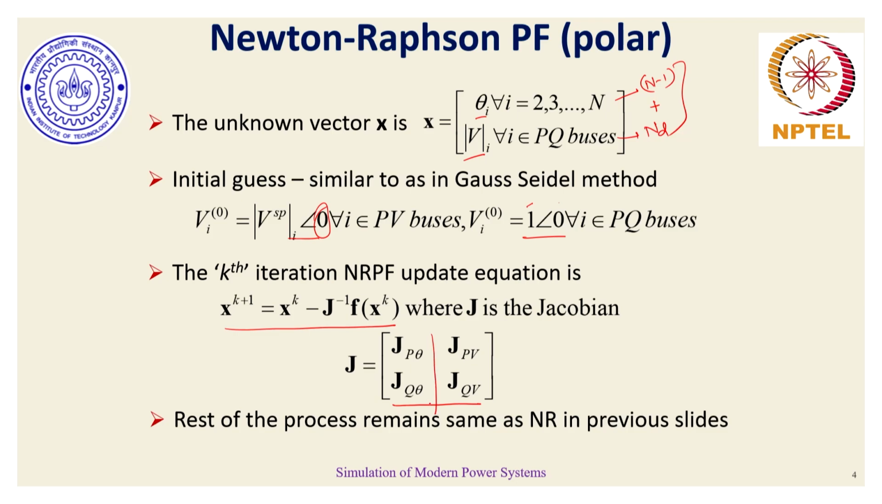and has 4 distinct submatrices. We can use these expressions to find all updates of x in every iteration, unlike in Gauss-Seidel recursion, where the voltage of every bus gets updated as and when available. On the other hand, in the Newton-Raphson update equation, all bus voltages are updated in one single go because of this iterative update equation.